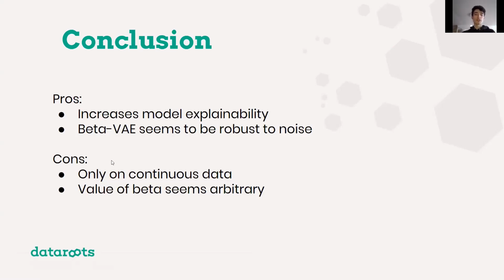It's just super interesting, but it's not the solution to everything, because, for example, it can only work on continuous data. So here you just have continuous data, X position, Y position. But if you're using categories, it doesn't work. And another point is that the value of beta, so in our example it was 4, seems a bit arbitrary. So you just need to try different values, but there is no formula to guess this hyperparameter.